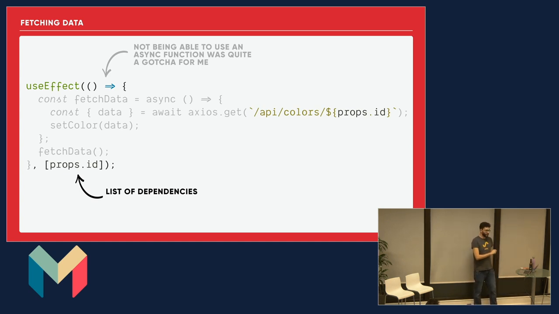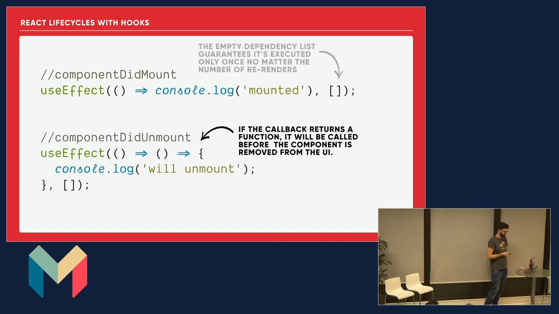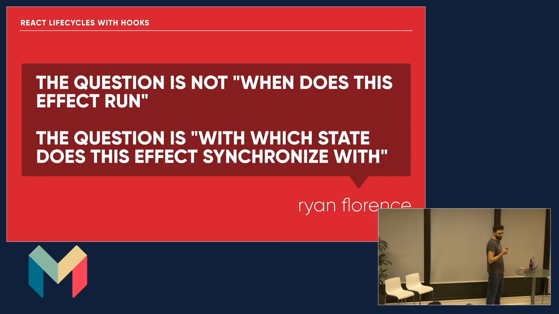In this way, we can actually reproduce some of the React life cycles for classes. So if you have an empty array, that would be triggered once, which kind of maps to the component did mount. And given the ability of returning a function that will be triggered when the component unmounts, this could replicate the component did unmount. The problem is that I think trying to replicate class life cycles with hooks is kind of an anti-pattern, though, because the mental model changes a little bit.